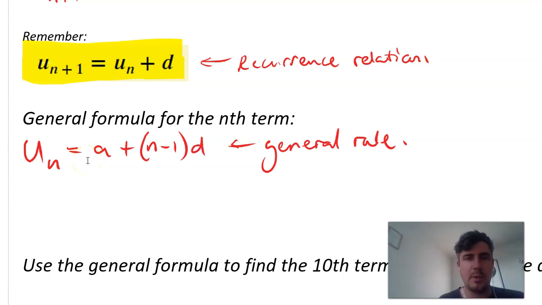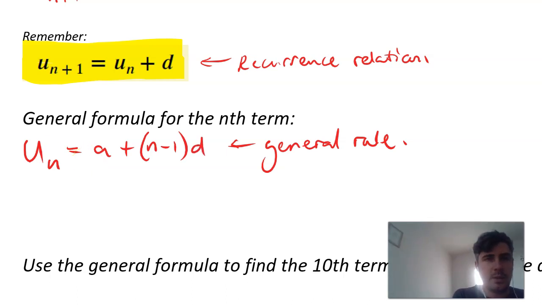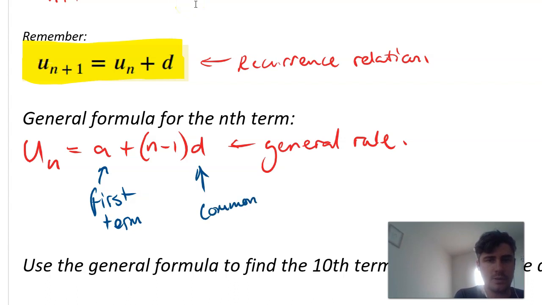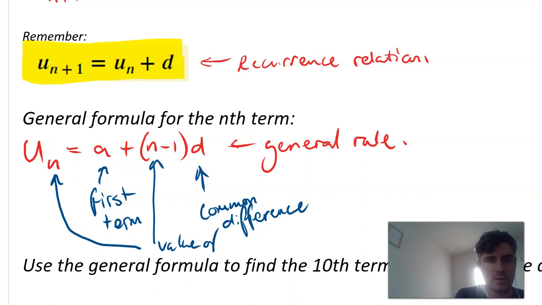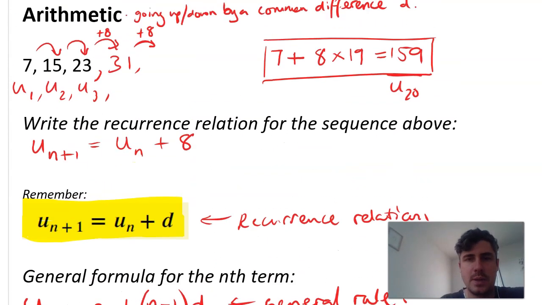So let's just pick apart what this means. The first bit there is the first term in the sequence. This here is the common difference. The n, both there and there, is the value of n. So in the example we did above, n was 20.